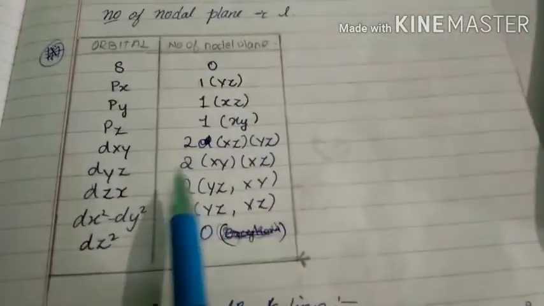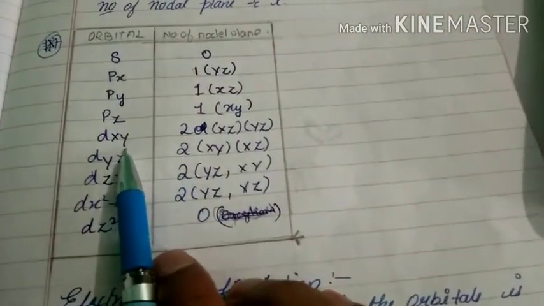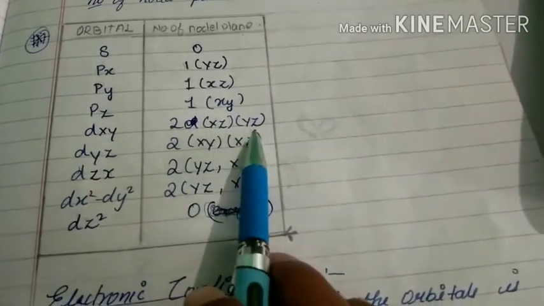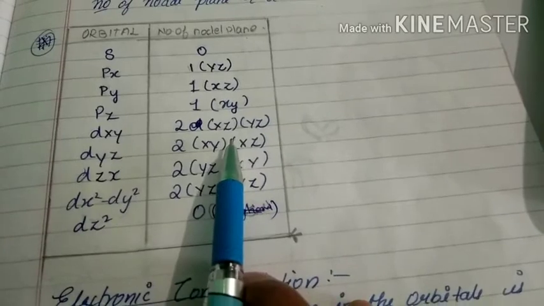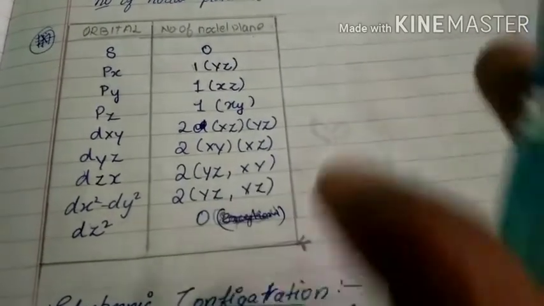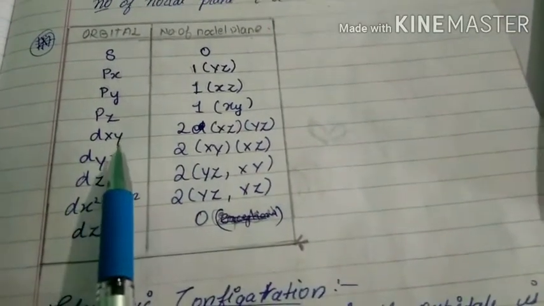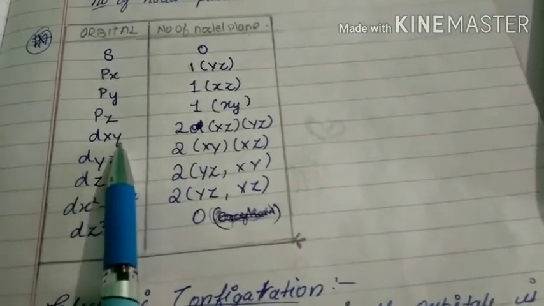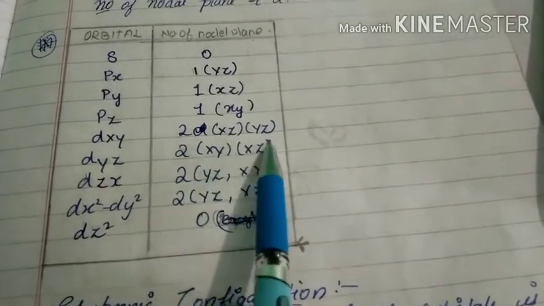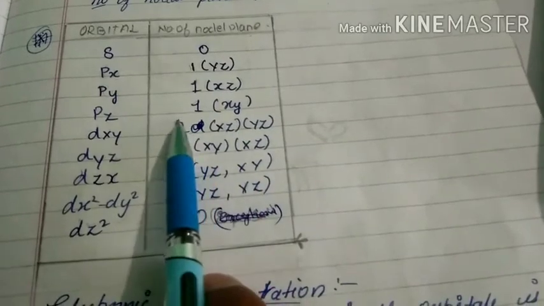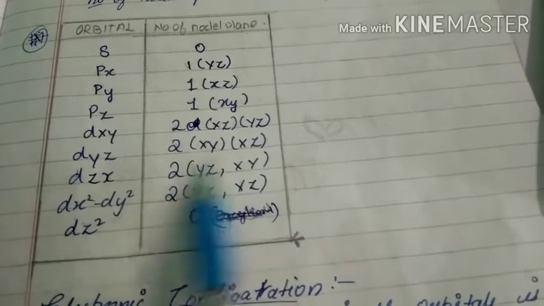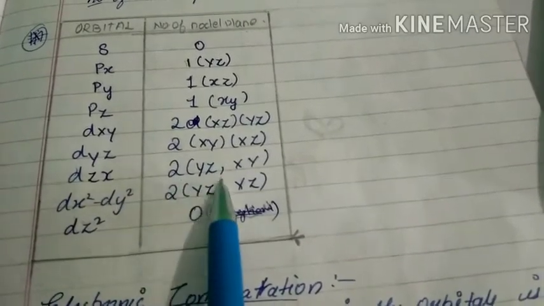So in this case, what are the nodal planes? Two nodal planes. What are they? xz and yz. That means if you pass a plane through the xz and yz planes, you cannot find electrons, because the electron density is present between x and y, so electrons cannot be found in xz and yz. So these two will be the nodal planes. For dyz, 2. They are xy and xz. For dzx, 2. They are yz and xy.